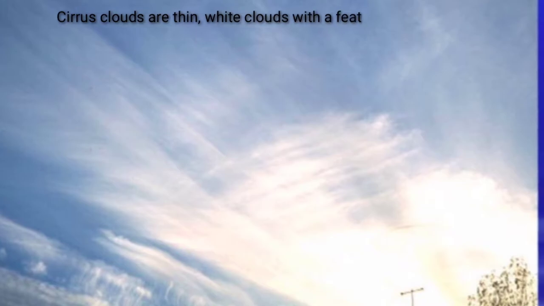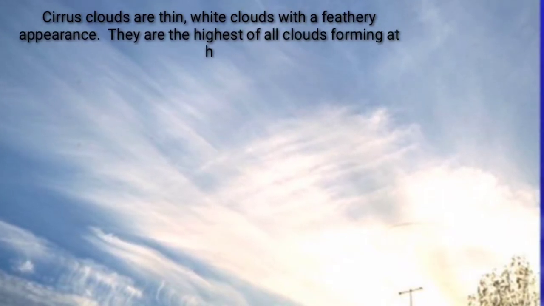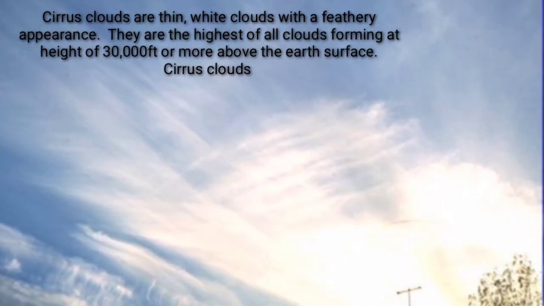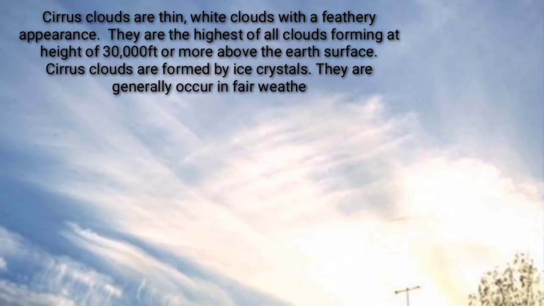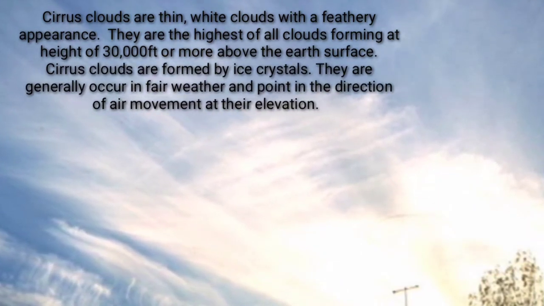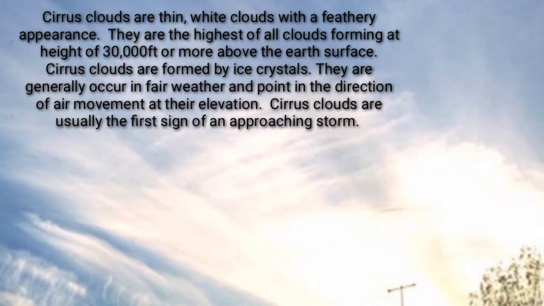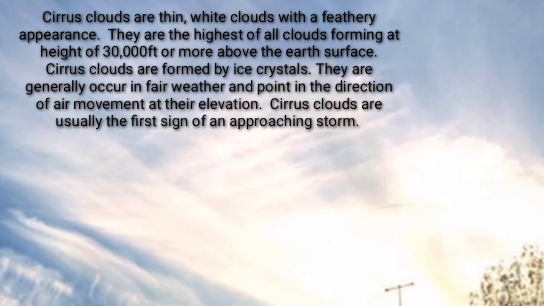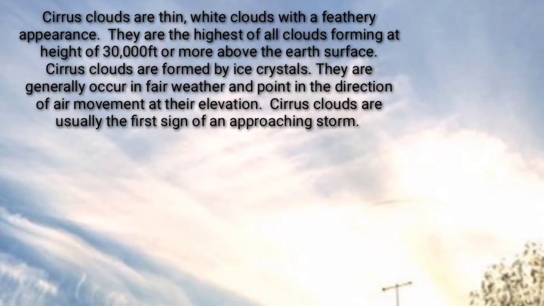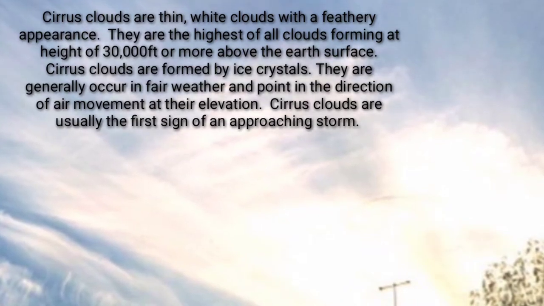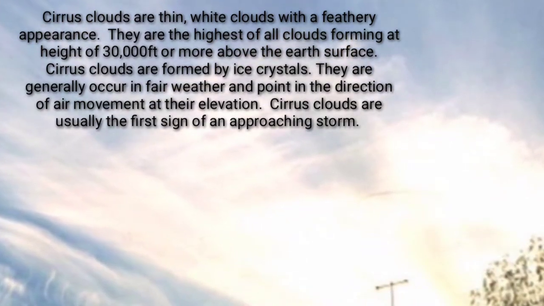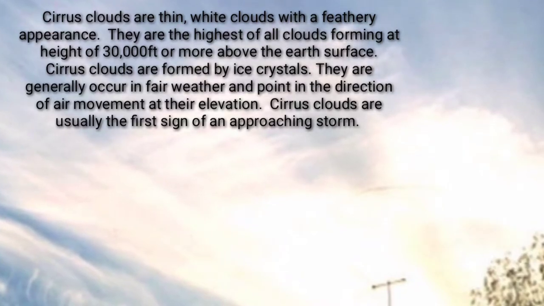Cirrus clouds are thin, white clouds with a feathery appearance. They are the highest of all clouds, forming at heights of 30,000 feet or more above the Earth's surface. Cirrus clouds are formed by ice crystals. They generally occur in fair weather and point in the direction of air movement at their elevation. Cirrus clouds are usually the first sign of an approaching storm. They are commonly known as the mare's tail because they are shaped like the tail of a horse.